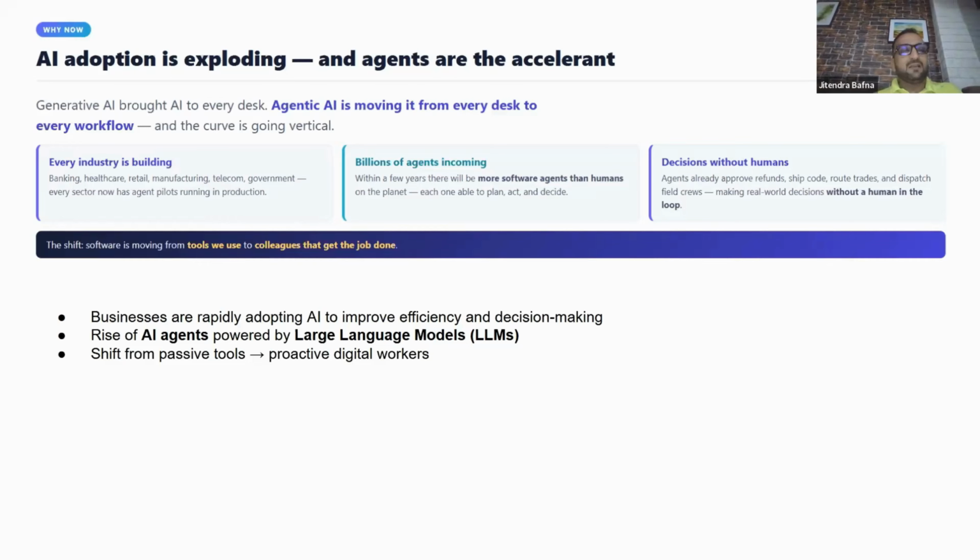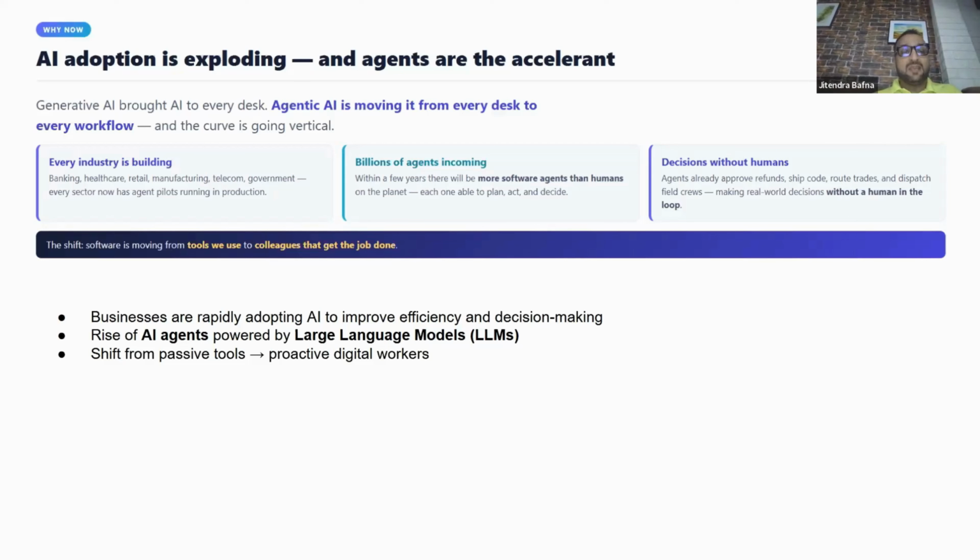There are multiple ways, as I already talked about, what advantages businesses are getting. With agentic AI, businesses are rapidly adopting AI. Across all the organizations and all the domains, agents have been adopted widely. We have already seen it improving efficiency and improving decision making.